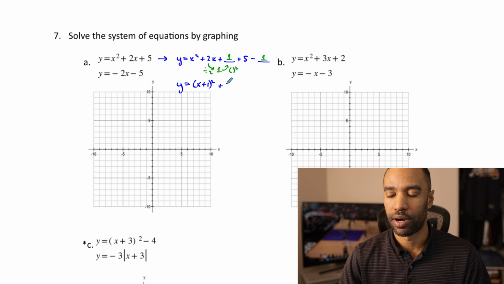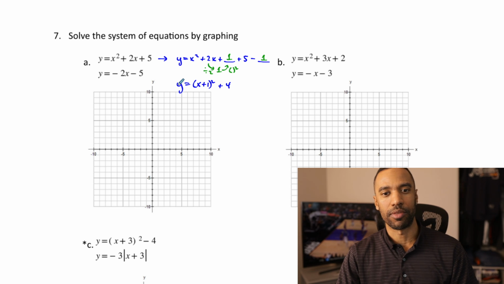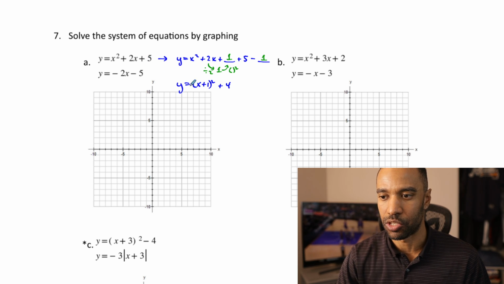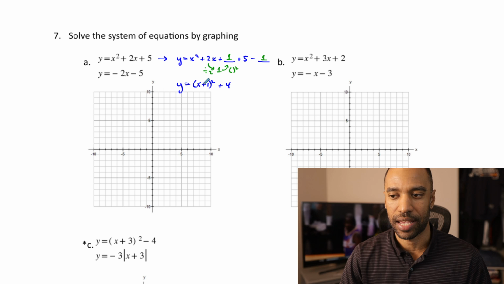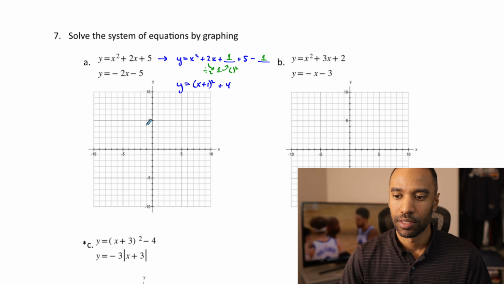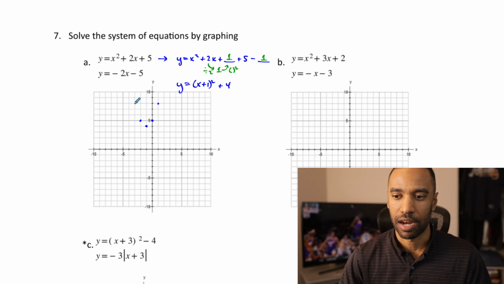5 minus 1 is 4. So here's my vertex form. This is one version of writing that, so I'm going to do this one in blue. My vertex is at negative 1 comma 4, and I have a stretch factor of 1, as you saw previously. 1, 1, 2, 4. It's all I can fit here.